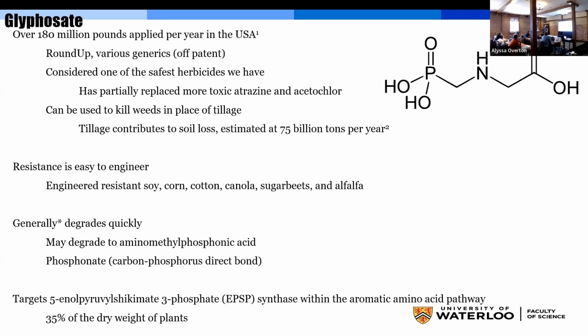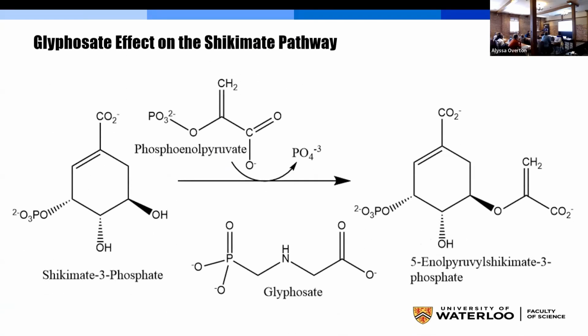It targets the 5-enolpyruvylshikimate-3-phosphate synthase enzyme, which is within the aromatic amino acid pathway. The aromatic amino acid pathway is found in plants, some bacteria, some fungi. It's not found in humans, not found in mammals or anything else, but it is responsible for 35% of the dry weight of plants through lignin. What glyphosate does is it interacts with the pathway right here, replaces phosphoenolpyruvate. You see, you've got some structural similarities, and it stops this reaction from going forward.